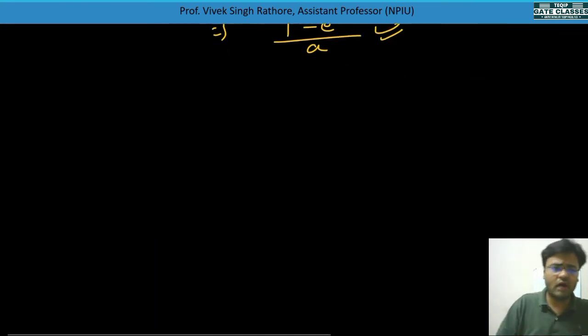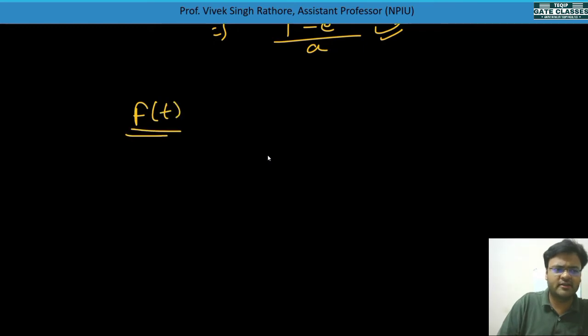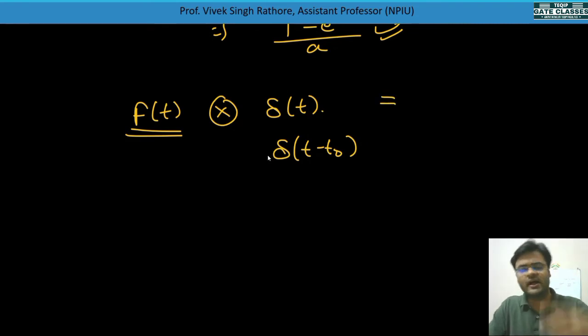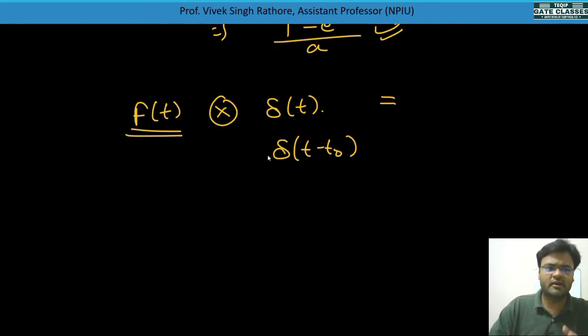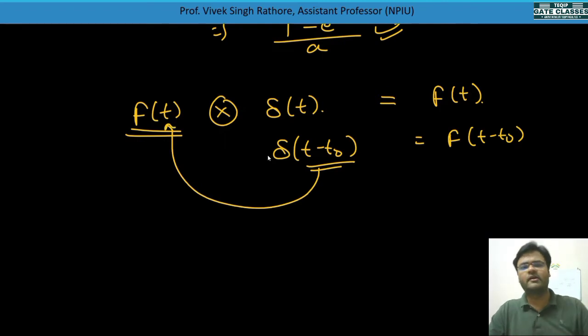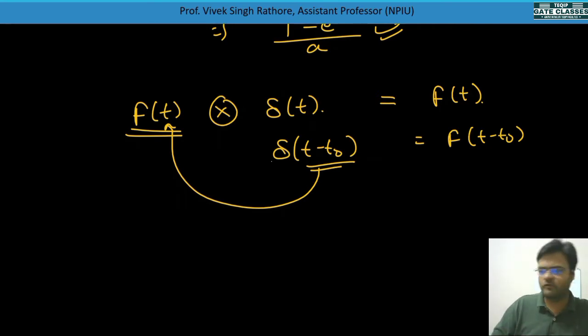And now see what happens when any signal is convolved with an impulse signal. If any signal f(t) is convolved with the impulse signal delta(t), or a shifted signal like delta(t minus t naught), what will happen? I have already told you in the start that delta(t) is an identity signal, so it will create only f(t). And for delta(t minus t naught), you will get f(t minus t naught). I think I told you about discrete time also; the same thing happens in continuous time also.